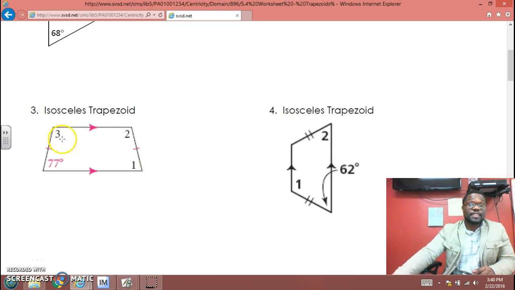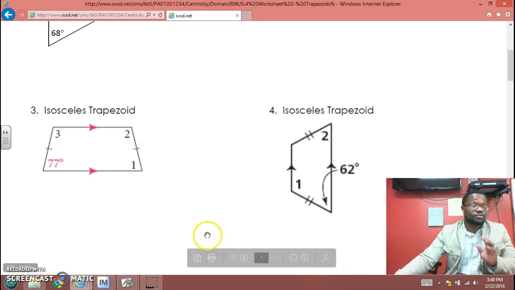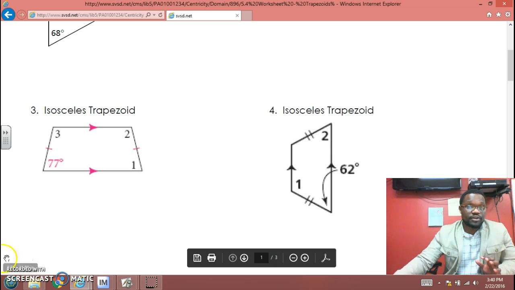But remember, these two are base angles as well. What does that mean? That they're also congruent. So if we divide those by 2, we'll get 103. So this one is 77, this one is 103, and this is 103. Now I didn't write anything down, but I will in a second.